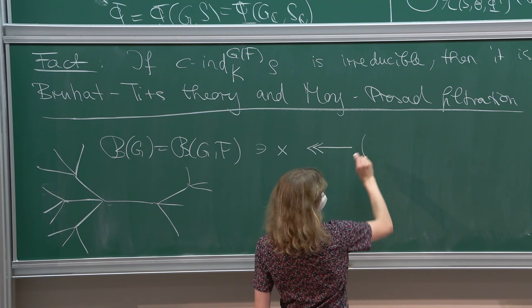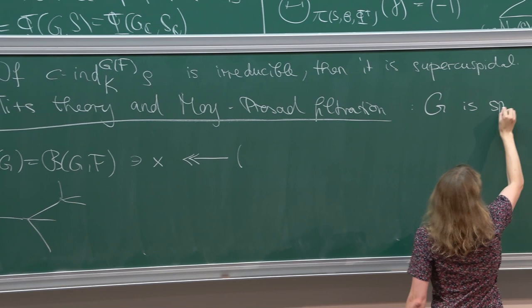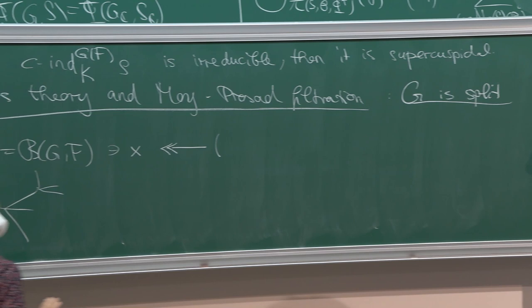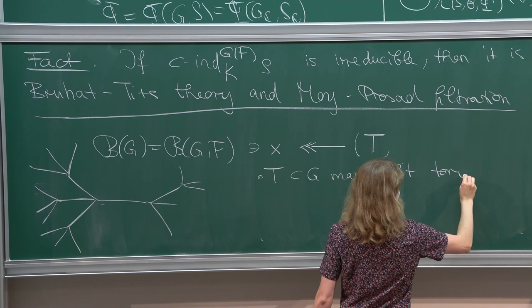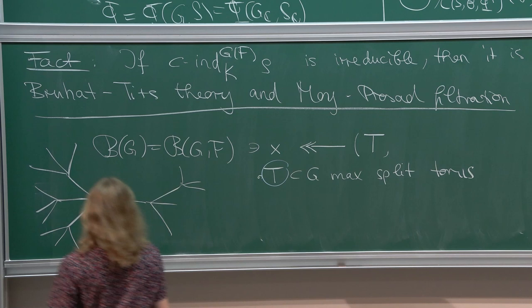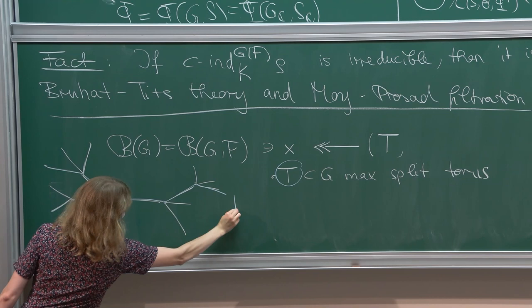And from now on, for this section, I assume that G is split, just to make my life easier. It amounts to T, choosing a maximal torus. T is a maximal split torus. In pictures, choosing a maximal split torus T amounts to choosing one of the lines. So say T corresponds to this line here. That's what T corresponds to.